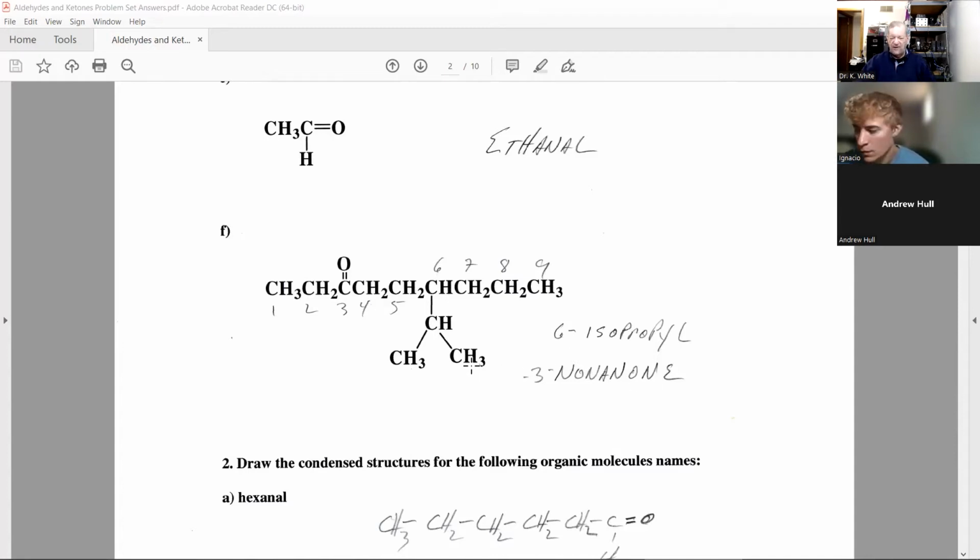Now, since it's acyclic, what carbon is double bonded to oxygen? That's carbon 3, counting this way. You don't want the other way, which I didn't show on here, but 1, 2, 3, 4, 5, 6, 7. So which is the smaller number, 3 or 7? Hopefully I'll pick 3. And that's 3-nonanone. And on carbon 6 is an isopropyl group.